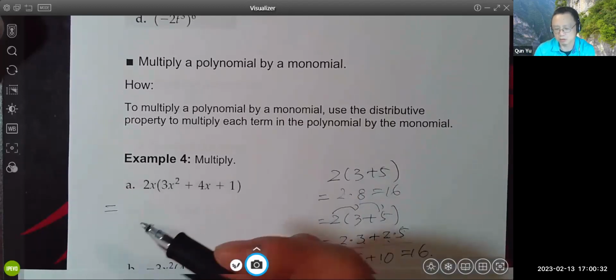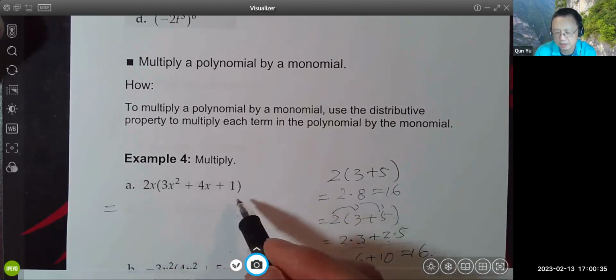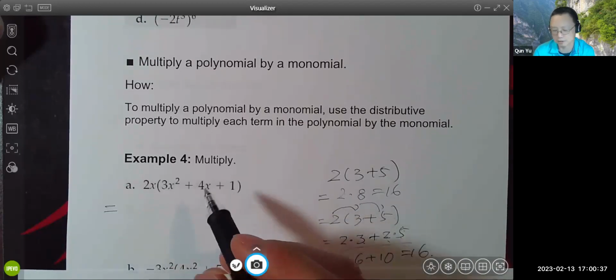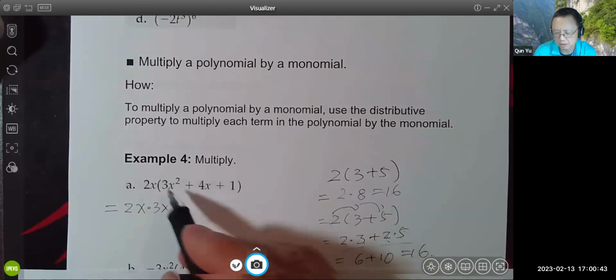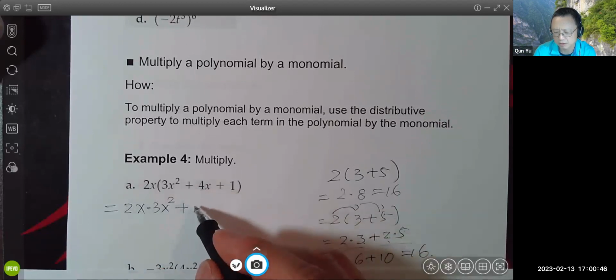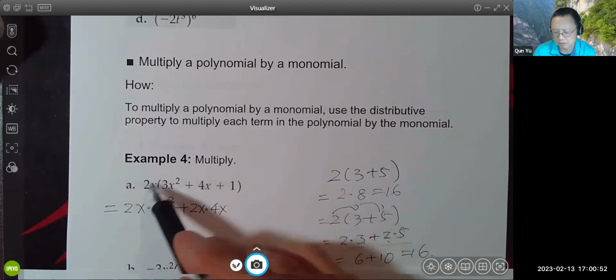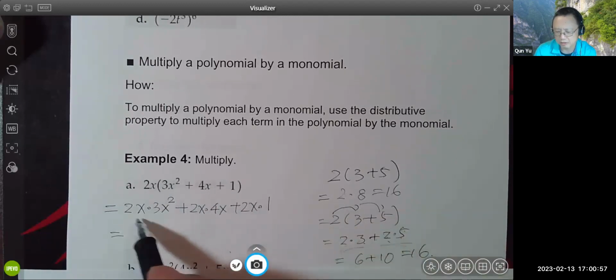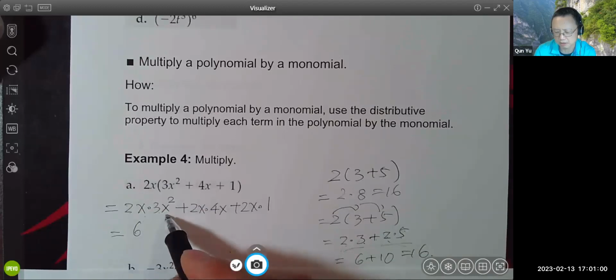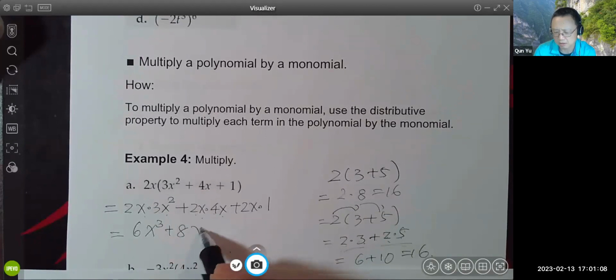Now we are going to do distribution. I'm going to do this one literally, and the next one we can go a little bit faster. So this is 2x times 3x squared plus, this is a positive term times positive, still positive. So that's why I have plus here, 2x times 4x, and positive times positive, still positive. So 2x times 1. Now simplify it. Number times number, 6, x times x squared, that's x cubed because we add exponents. And then 2 times 4 is 8, x times x is x squared, then plus 2x. So that's the final answer.